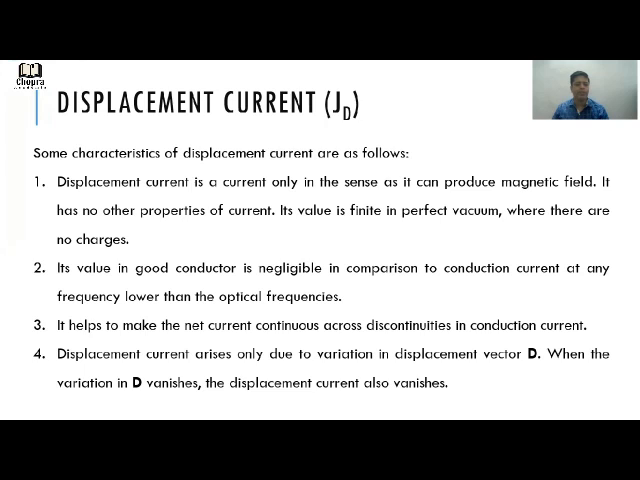Displacement current arises only due to variation in displacement vector D. When the variation in D vanishes, the displacement current also vanishes.